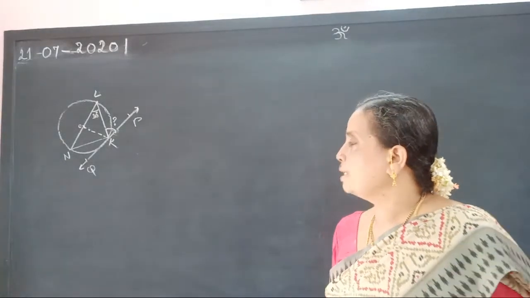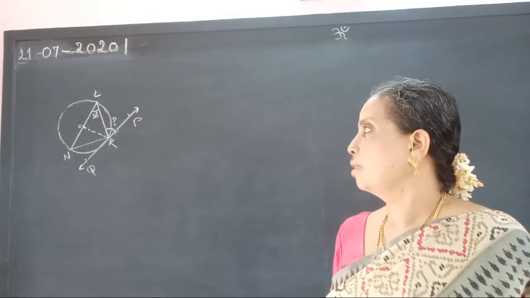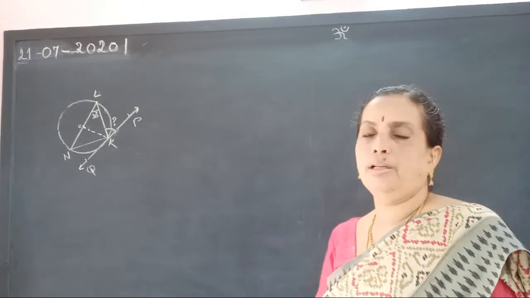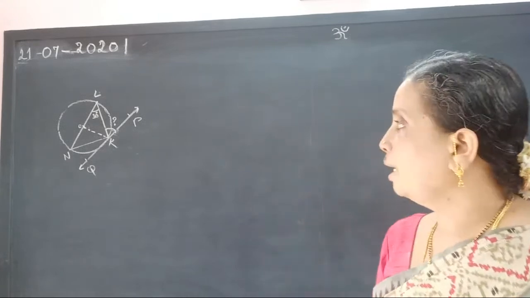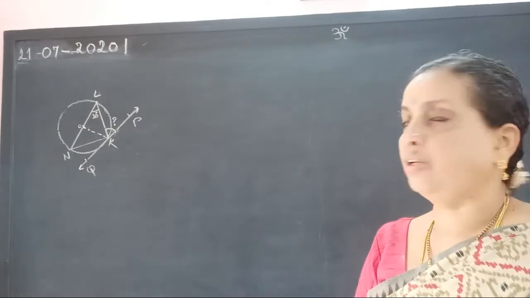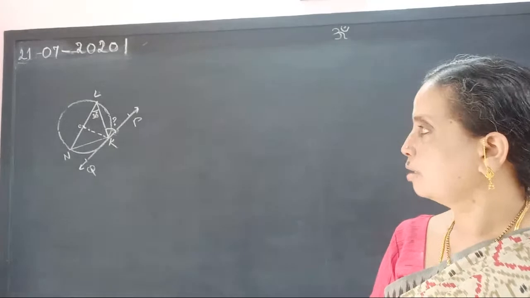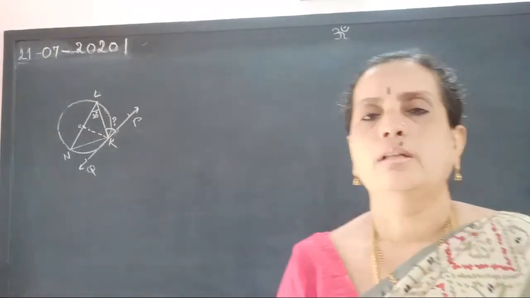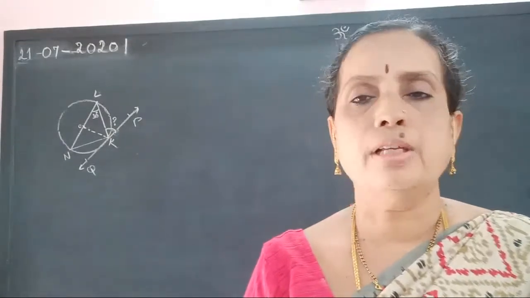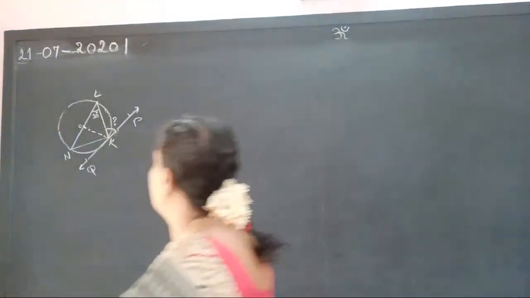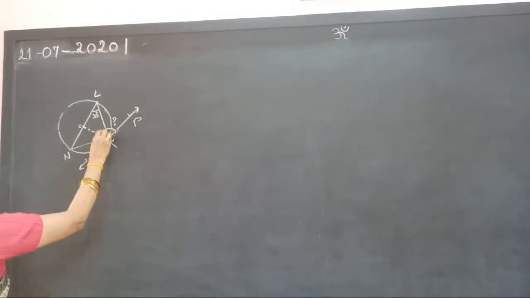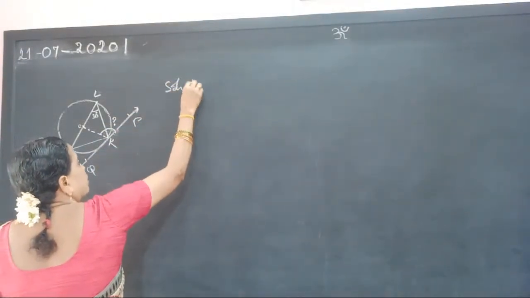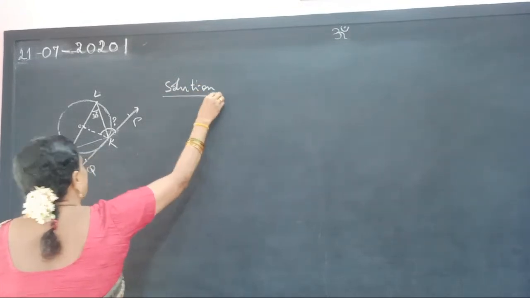So now from this figure we can guess OL and OK are equal. Can we say OL and OK are equal? Yes. Why OL equals OK? They are the radii of the circle. When they are equal, their base angles will be equal. Write the answer under the heading solution.